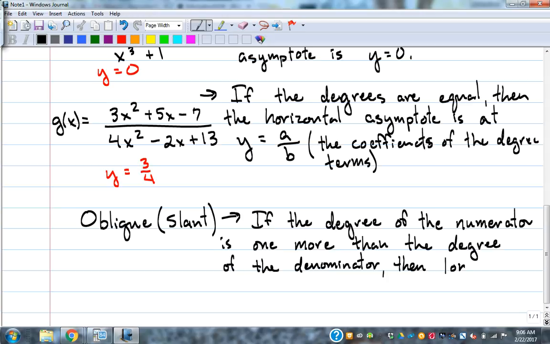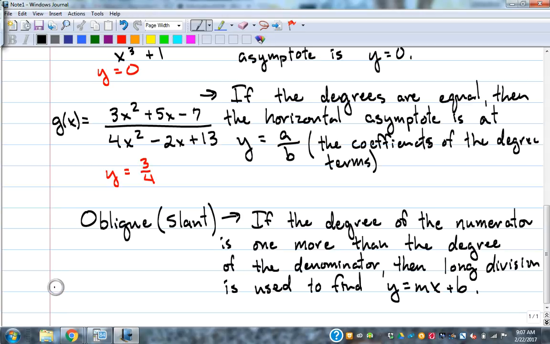Then long division is used to find y equals mx plus b. Okay.